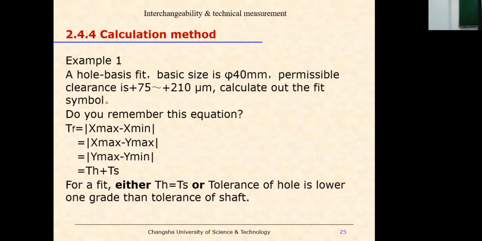Think about that. You have 5 or 10, 12 minutes to think about how to design the grade.